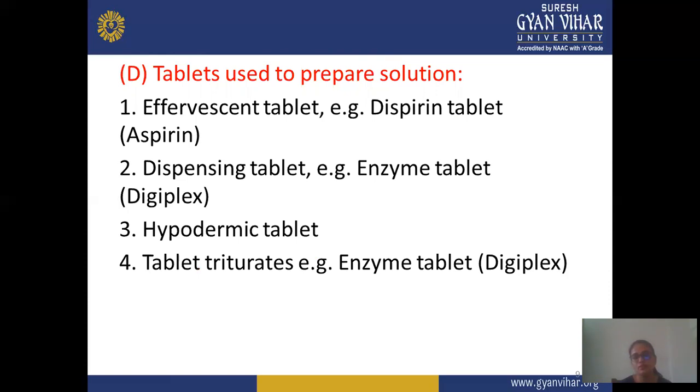And dispersible tablet means you just add your tablet to a particular solution in dispersed phase, and an example is enzyme tablet like Diziflex. Next is hypodermic tablet, and the fourth one is tablet triturate. In triturate tablet you take your tablet, triturate it, then you can take that tablet or maybe prepare a solution form and take that solution.